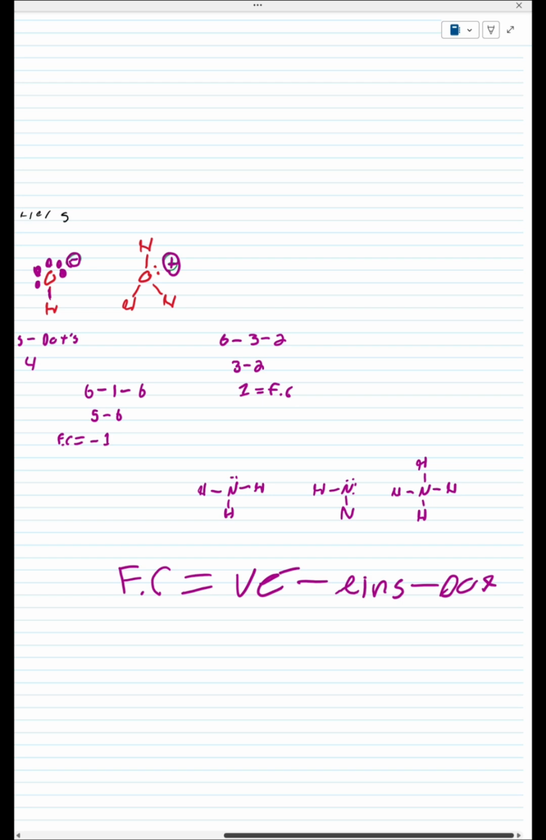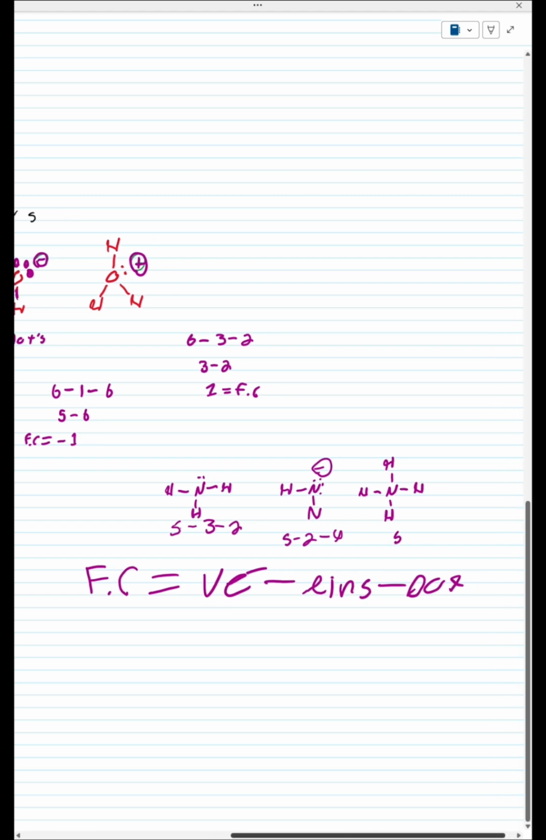So again here, nitrogen is in group 5. So that's 5 minus lines, minus dots. 5 minus 5 is 0, etc. 5, 2, 4. Guess what? That's negative. Then 5 minus 4, no dots at all. Guess what? That's positive. And you can do this for even the halogens, etc. Very simple topic is formal charges.